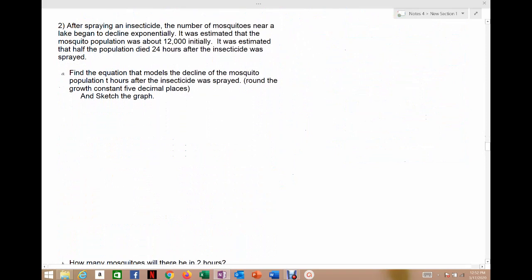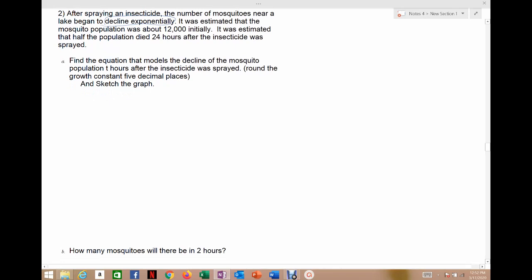All right, problem number 2. We're looking at a mosquito population, which we don't like mosquitoes, and so we're going to use an insecticide to kill off the mosquitoes. All right, so the mosquito insecticide works exponentially, so the population is going to decline exponentially. It was estimated the population was about 12,000 when they started out. So again, it's an estimate just based on size and what they guess is happening. They're guessing about 12,000 mosquitoes were at this particular location when they sprayed the insecticide. They also estimate that it works in 24 hours.